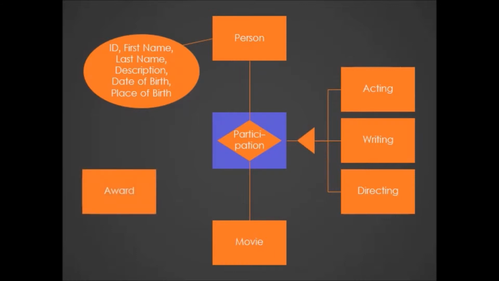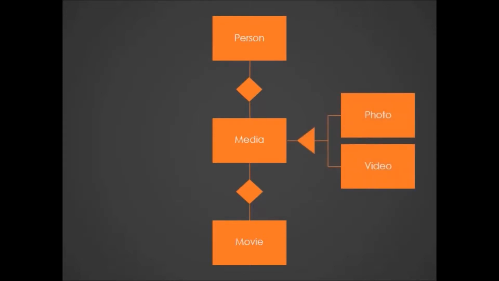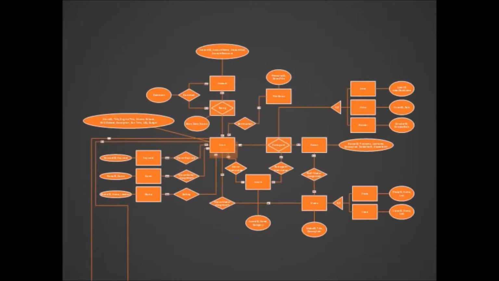Further, the schema supports awards. Awards can be given to movies as well as person participants in movies. To enable the medial enrichment of movie and person information, the schema supports the entity type media. This entity type can be associated to movies and persons. Media is specialized into photos and videos. These presented entity types and associations make up the first part of our schema that mainly deals with movie information.